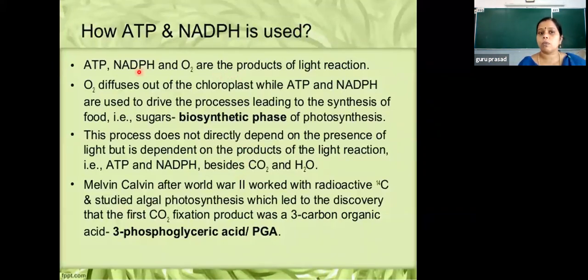Next, how are ATP and NADPH used? Where will these be used? These are the products of light reaction: ATP, NADPH and oxygen. Oxygen diffuses out of the chloroplast to the external environment, whereas ATP and NADPH are used in the biosynthetic phase, the second part of photosynthesis, which is also called what? Dark reaction, isn't it? Though this process does not directly depend upon light, it depends upon the products of the light reaction. It is not directly depending upon light, but indirectly depends upon the products released during the light reaction. Hence, it is also dependent upon light.